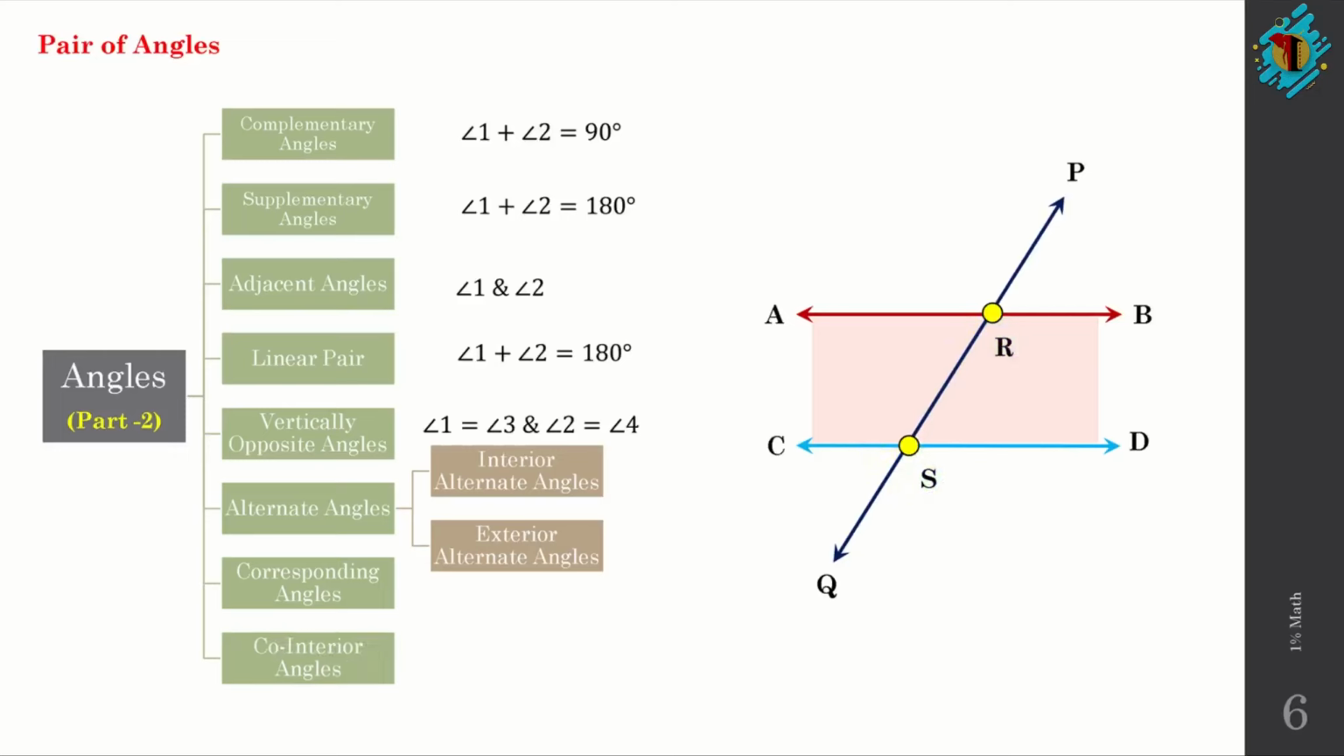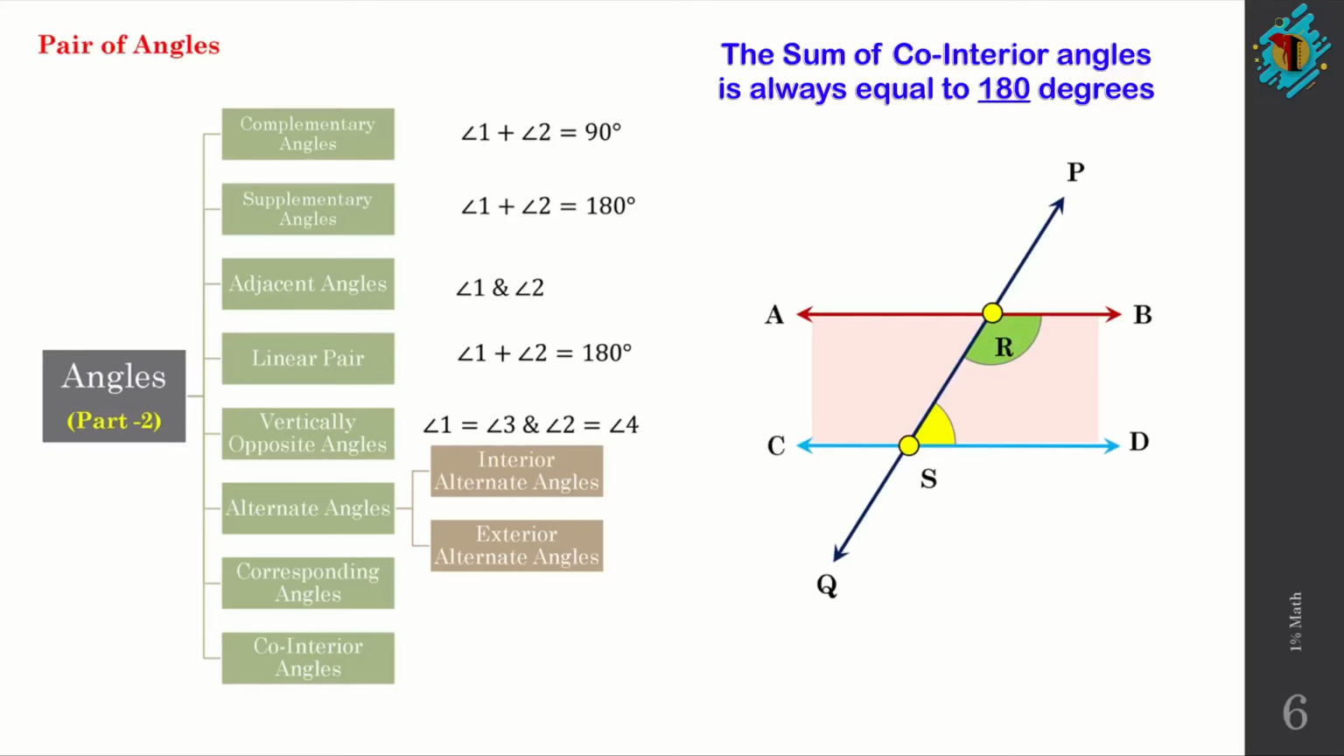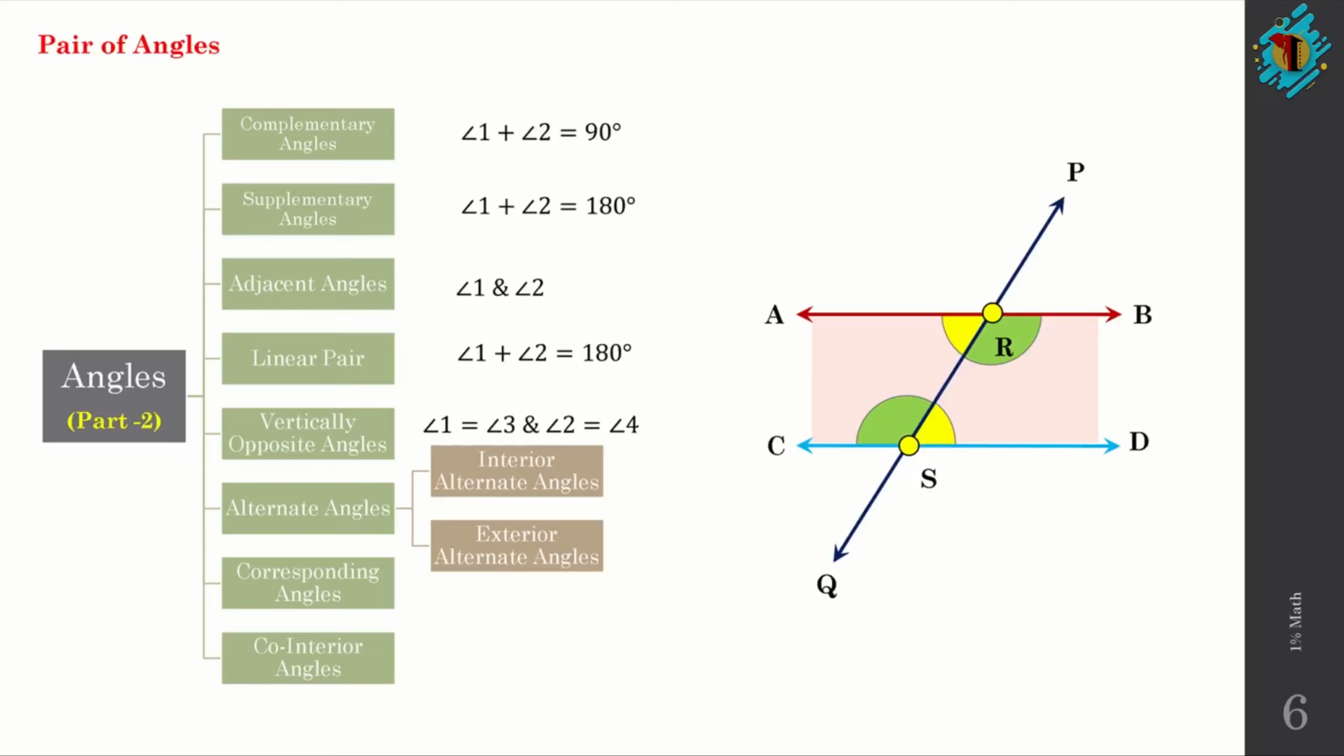Now the last type of angle, co-interior angles. In this, the angles BRS and DSR, these two are called co-interior angles, and one more pair we will get, because you can see here it is co-interior angles, right? So I have taken one side of the line, so I will get one more pair on the other side of the line also, that is ARS and CSR. So these two are also co-interior angles. The speciality of co-interior angles is that when you add these two angles, you will get 180 degrees.